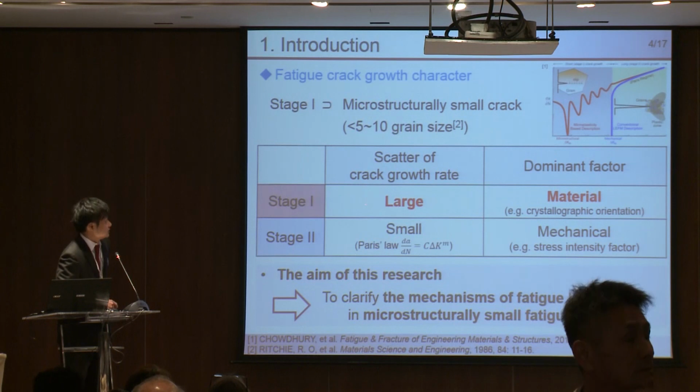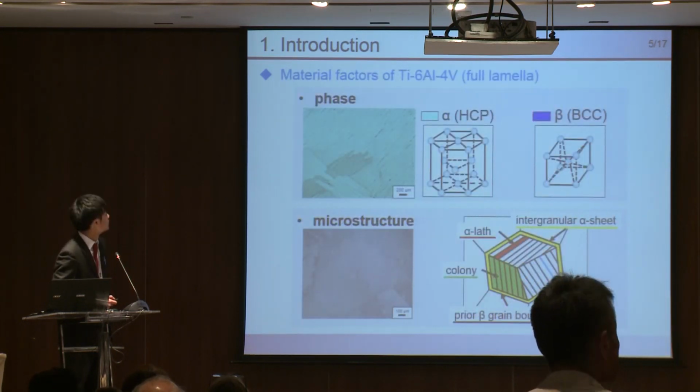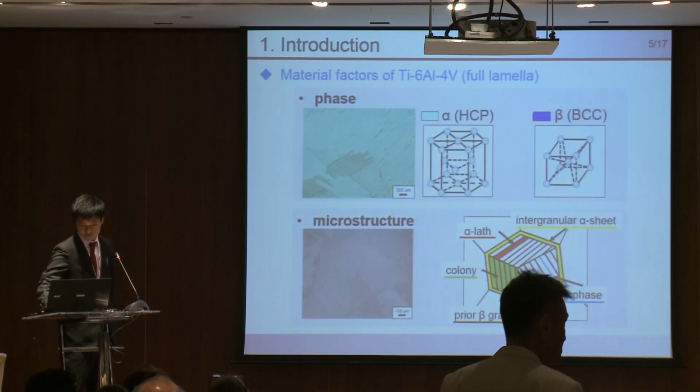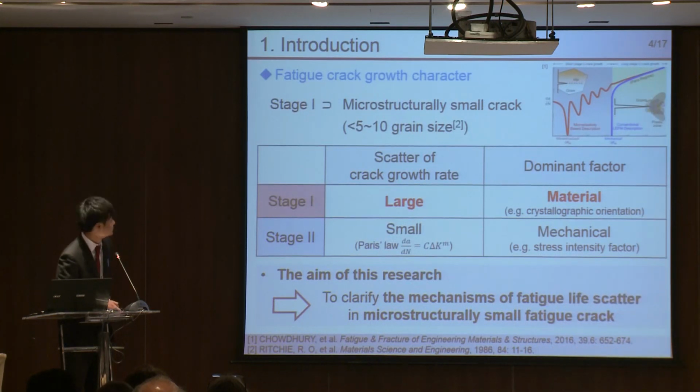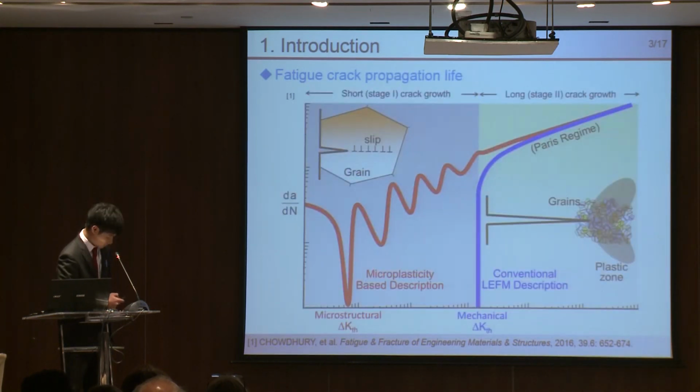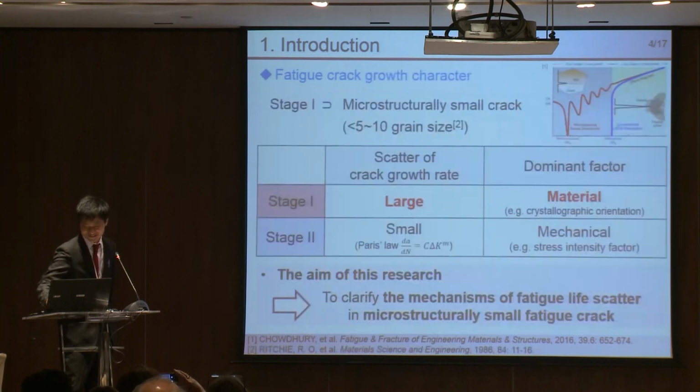In stage 1, scatter of crack growth rate is large and strongly affected by material factors. Therefore, the aim of this research is to clarify the mechanism of fatigue life scatter in microstructurally small fatigue crack.